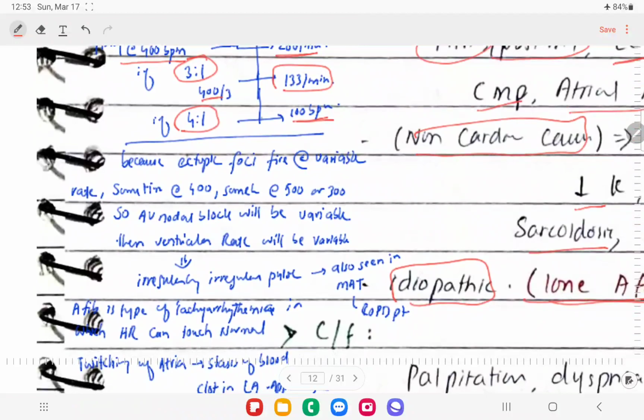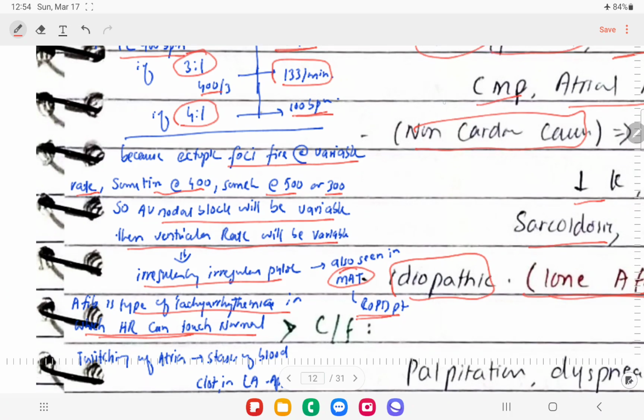Because the ectopic foci fire at variable rates, sometimes at 400, sometimes at 500, 300, the AV nodal block will be variable. Then the ventricular rate will be variable. That's how we get the irregular pulse. We also get this type of pulse in multifocal atrial tachycardia, which is seen in COPD patients. Atrial fibrillation is a type of tachyarrhythmia in which the heart rate can touch normal. In the rest of the tachyarrhythmias, the heart rate does not touch normal.